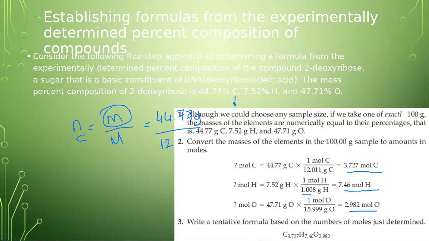And if you want to use those moles, you have to write these values as the atoms' subscripts. For example, for carbon atoms, how many moles do we find? This is 3.727 moles. For the hydrogen atom, this is 7.46, and for the oxygen atom, you will find 2.982 moles. You have to do that.